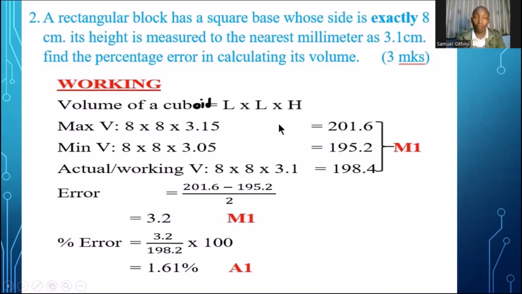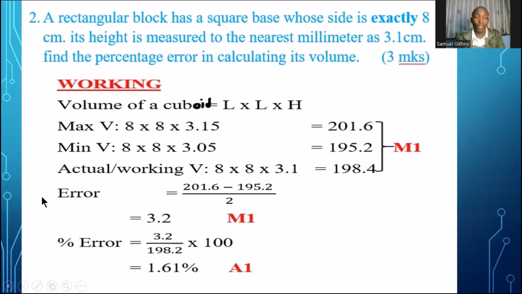So the maximum possible volume, you can do the minimum possible volume. Again, what exactly am I doing? To get the minimum possible height, I'm supposed to subtract 0.05 from 3.01. As you can see there, my student, that is the minimum possible volume. The actual volume is 8 times 8 times 3.1, and you can see there.